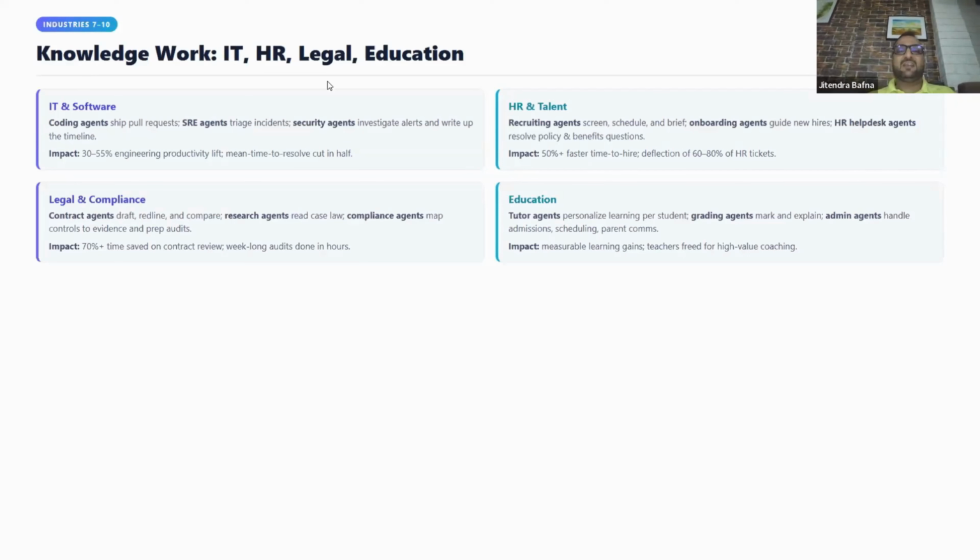Then HR and talent, HR has already started using the agent for employee onboarding. Employee onboarding is a multi-step mechanism, right? You have to create the employee account, then you have to provision the laptops, provision the email, create some kind of IT account, all these things, right? So this can all be done automatically without any human intervention basically, right?